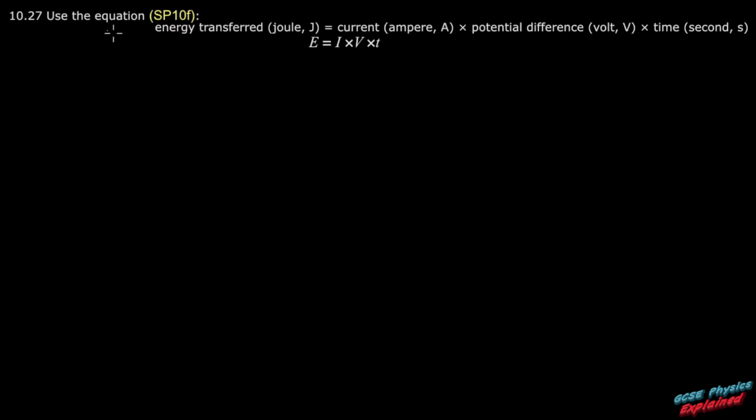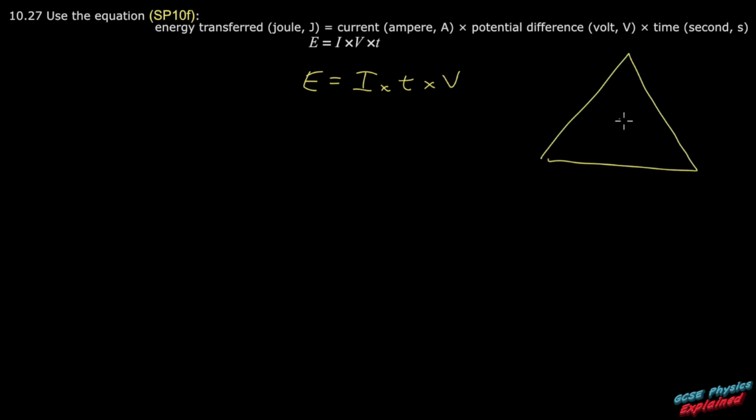Number 27. Use the equation energy transferred equals current times potential difference times time. E equals I times V times T. The way I like to see it is Emmerdale is on ITV. If you're in England, ITV is your Independent Television, Channel 3. And all that you'll get in an exam is they might ask you to rearrange it. So make sure you know how to rearrange it. Use your magic triangle, create a top shelf.